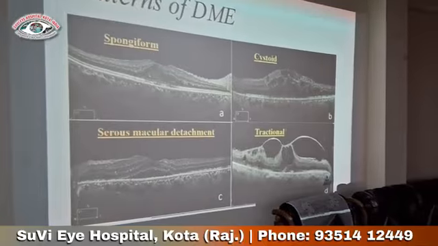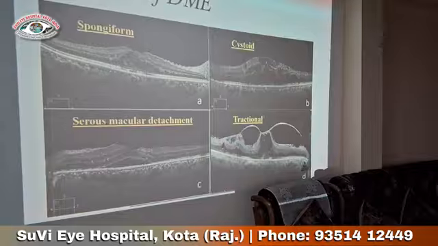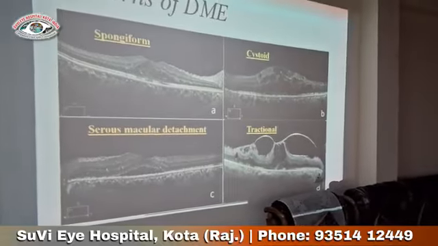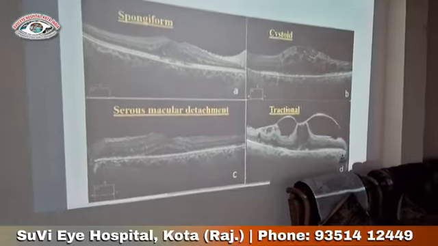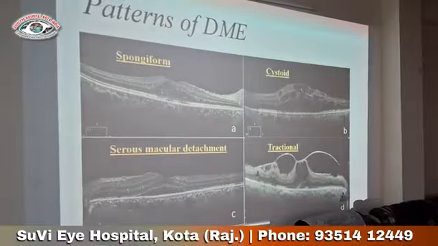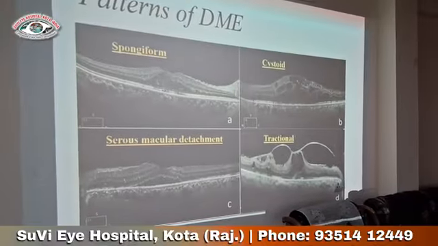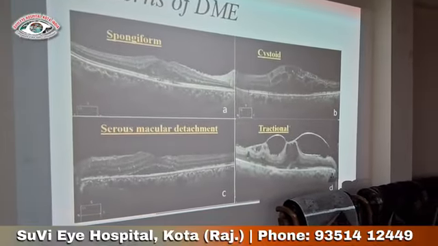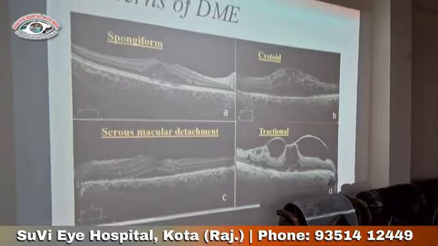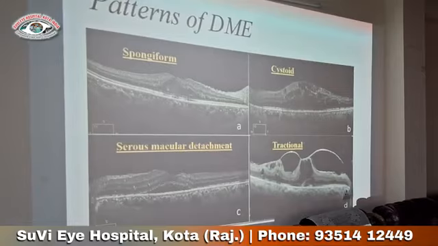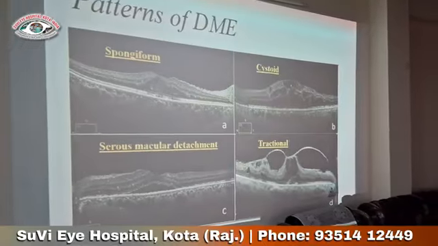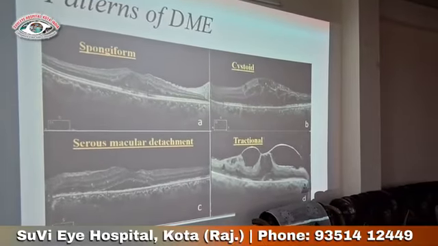So suppose a patient comes with a spongiform macular edema with moderate NPDR, having a vision of 6/18. How will you counsel that patient?